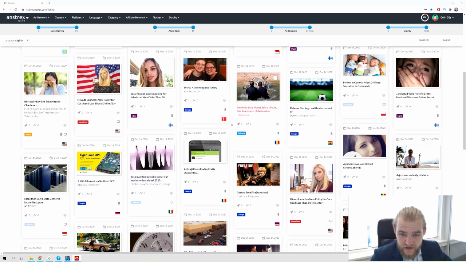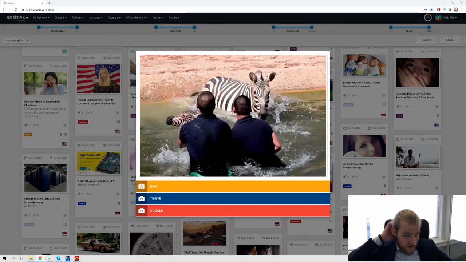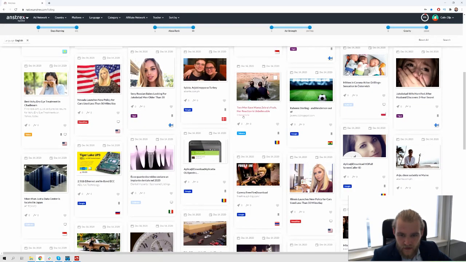Her reaction is unbelievable. So what's good about this headline is that it creates curiosity, because the first thing that you ask yourself is, what happened? What did they do? How did they save her? So the headline asks a lot of questions. Now the image makes it a little bit more clear what probably happened. The image is pretty okay. We see a little zebra right here. Not a whole lot of contrast in the image, but I get why they chose this.